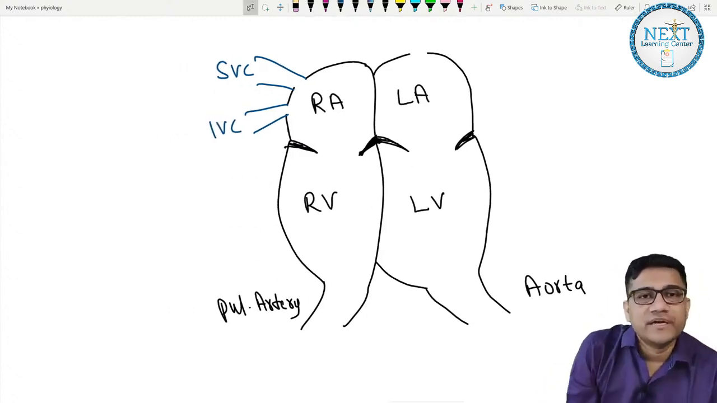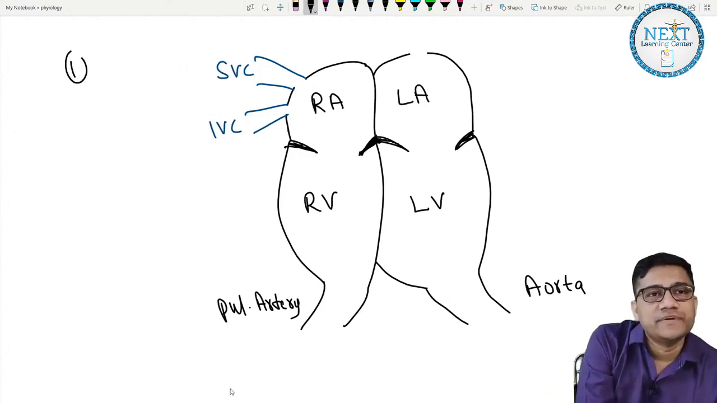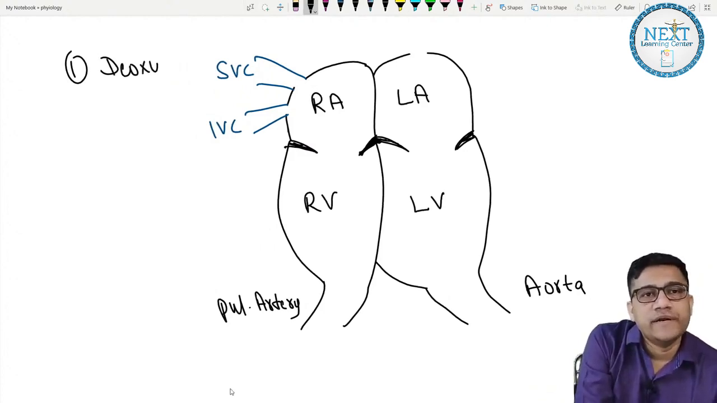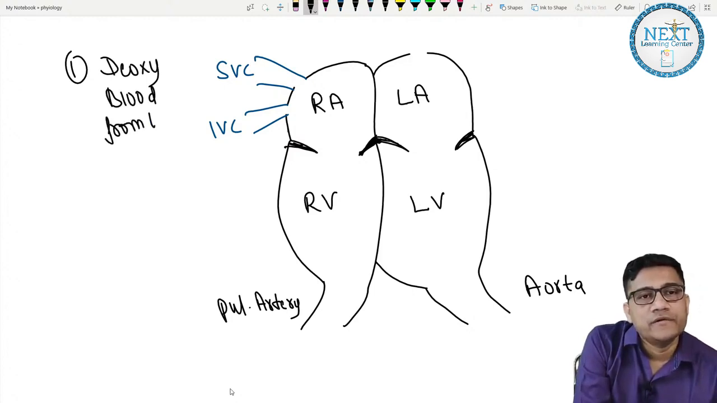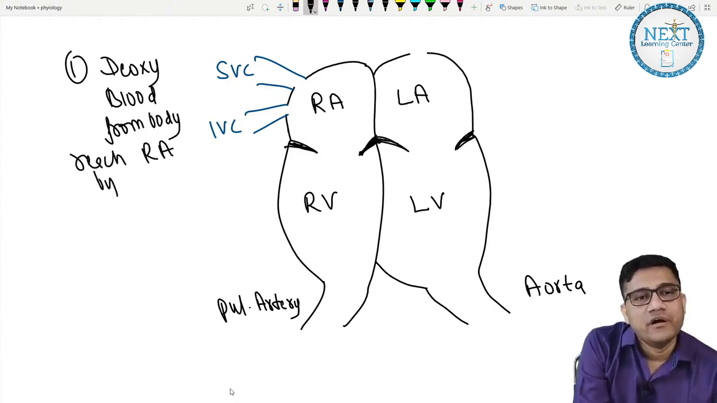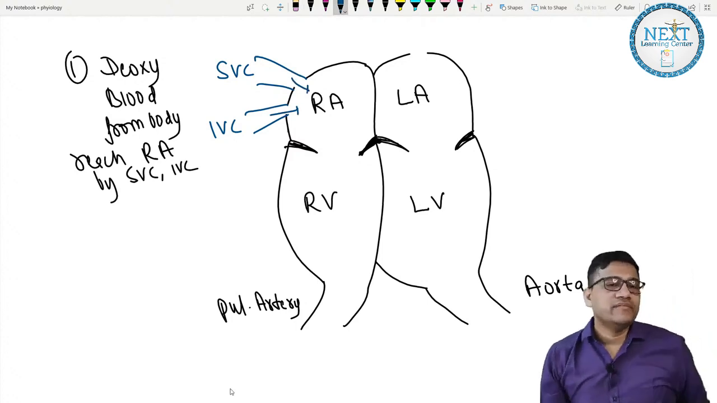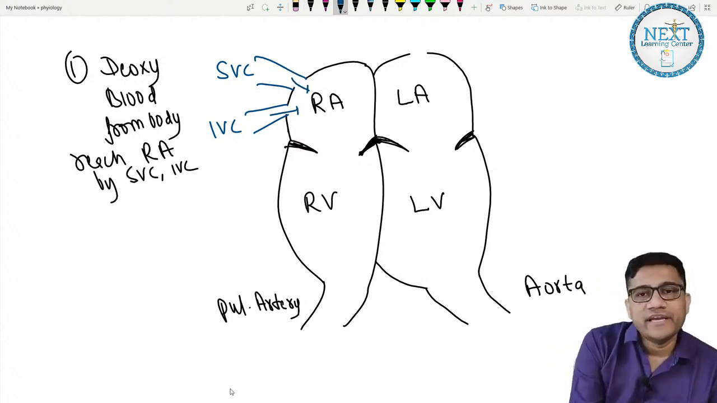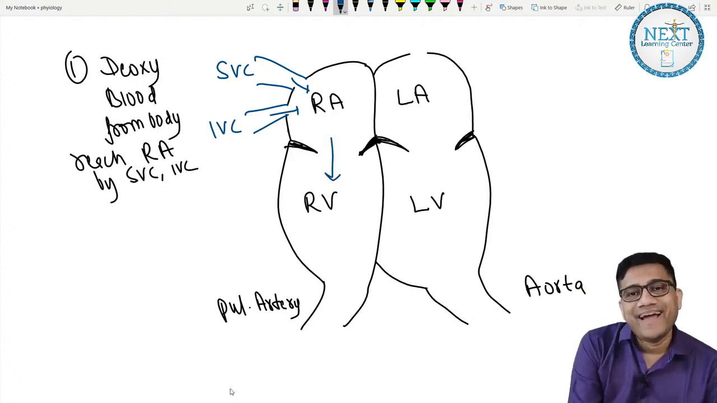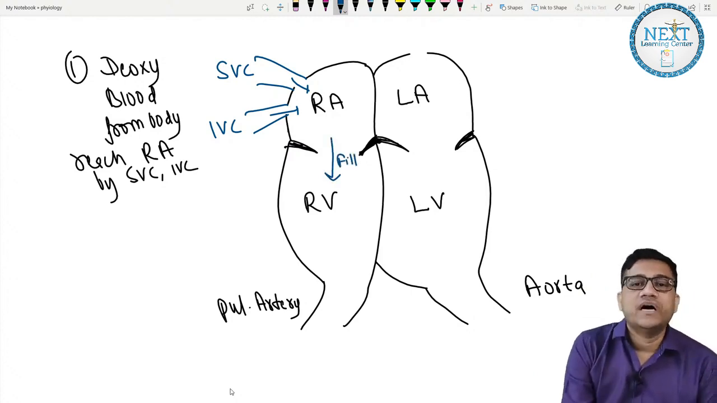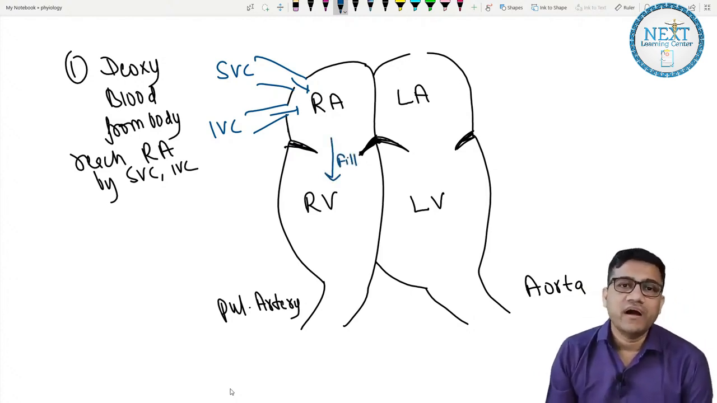So let's start. The first step is deoxygenated blood from the body reaching the right atria by the SVC and IVC. They are giving the deoxy blood. Then the right atria contracts in systole and fills the right ventricle.